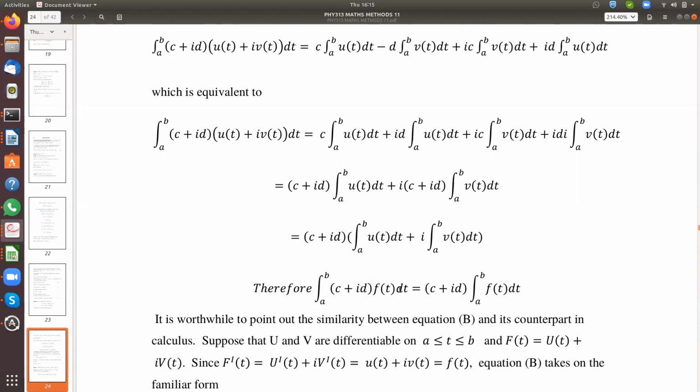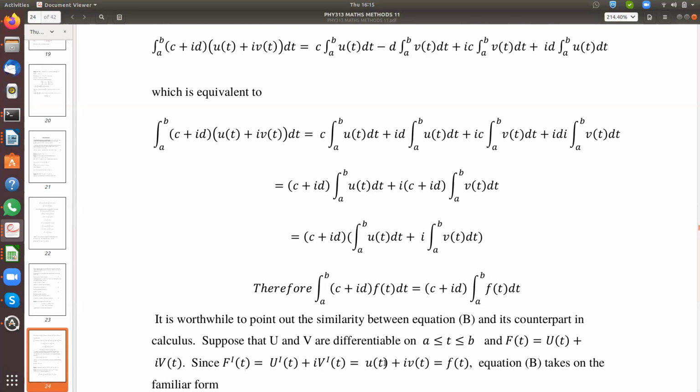So which eventually resulted in the integral of a to b of this is equal to this of this. So it is worthwhile to point out the similarity between equation B and its counterpart in calculus. Suppose that u and v are differentiable on a and b, and f(t) is equal to u(t) plus i v(t). If you look at this now, it's not capital T, it's not small t, it's small f rather. So if you take the derivative, f prime now, it will be this.